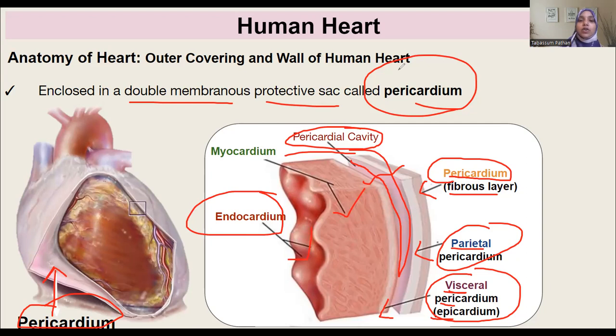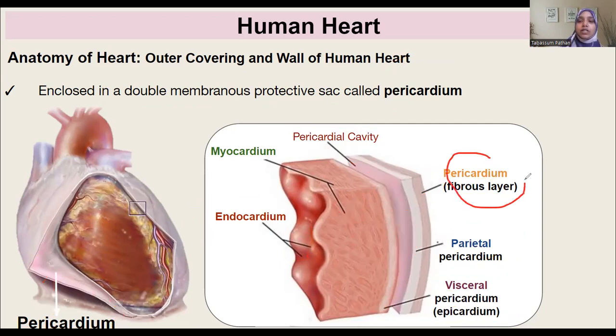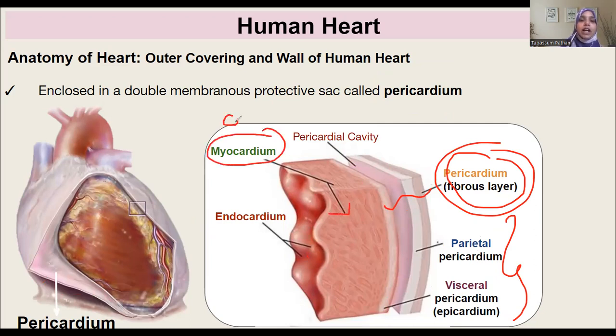Okay, let's go through again. The outermost layer is the pericardium, which is broken into two parts: the outer parietal and the visceral pericardium. Together this is the whole of the pericardium. Then the middle layer of the heart is your myocardium. These are made up of cardiac cells.